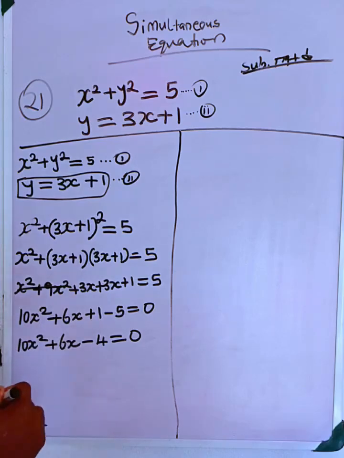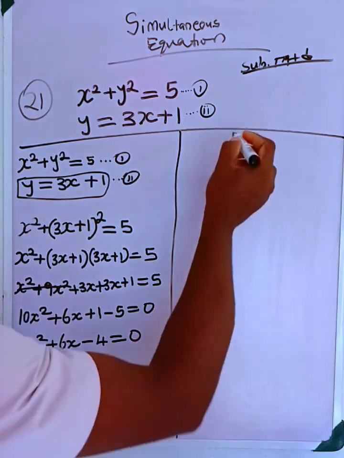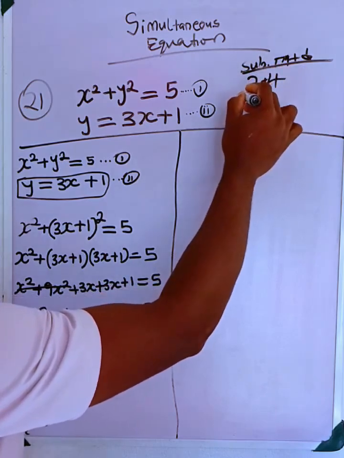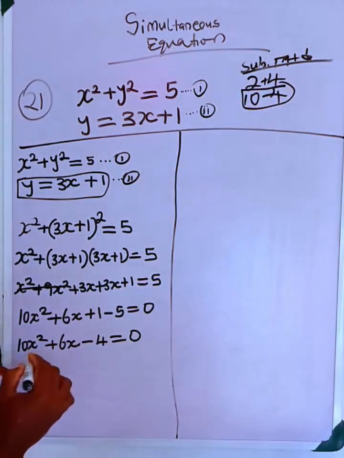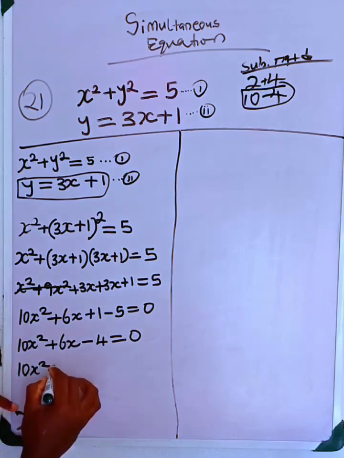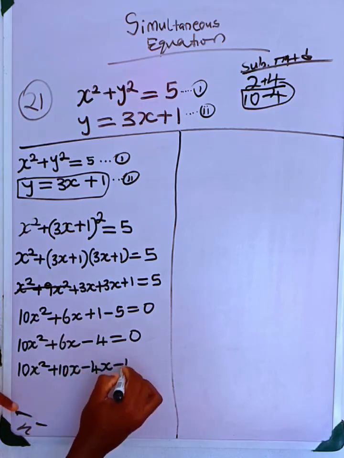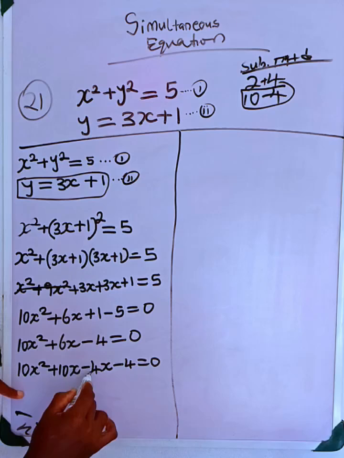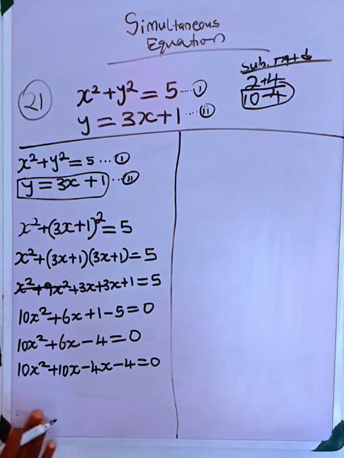Now we look for two numbers that when we add them, give us plus 6. We consider numbers like 2 and 4. 2 plus 4 is 6, right? We also consider things like 10 minus 4. Yes, we are going to go with 10 minus 4. So what we now have here is 10x squared plus 10x minus 4x minus 4 equals 0. Plus 10x minus 4x is the same thing as plus 6x. So let's factorize here.